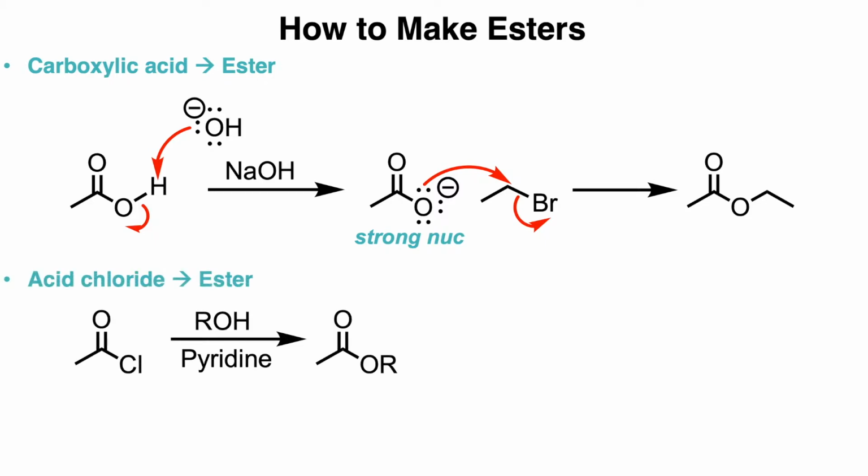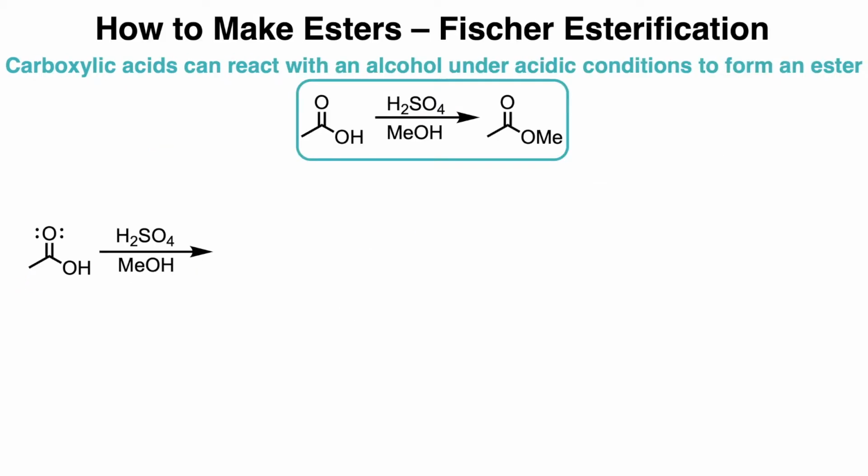Another way you can make an ester is to use an acid chloride, an alcohol, and pyridine to form an ester. You can check out the details of this mechanism in the carboxylic acid derivatives video. And the last way to make an ester is called Fischer esterification.